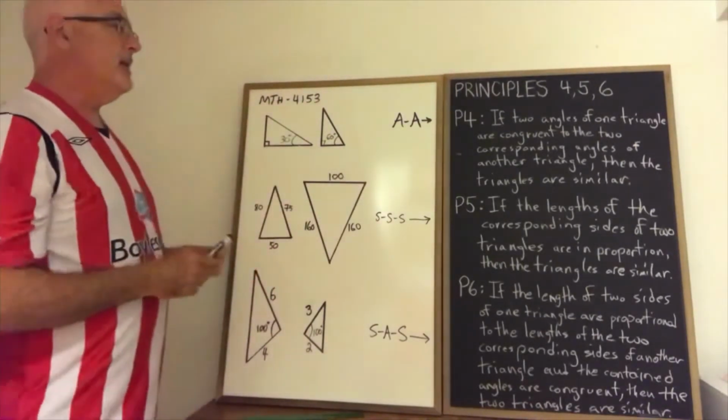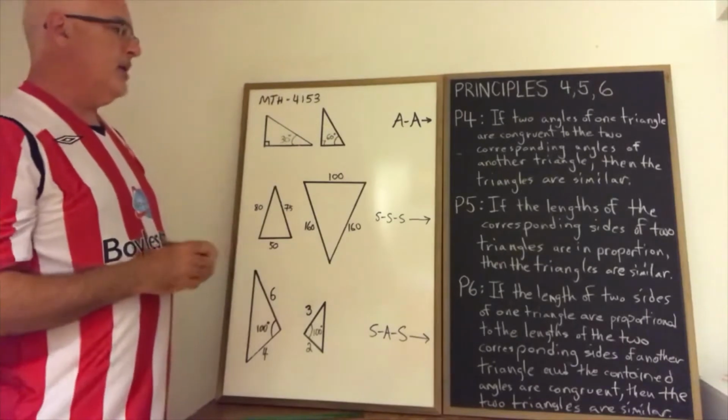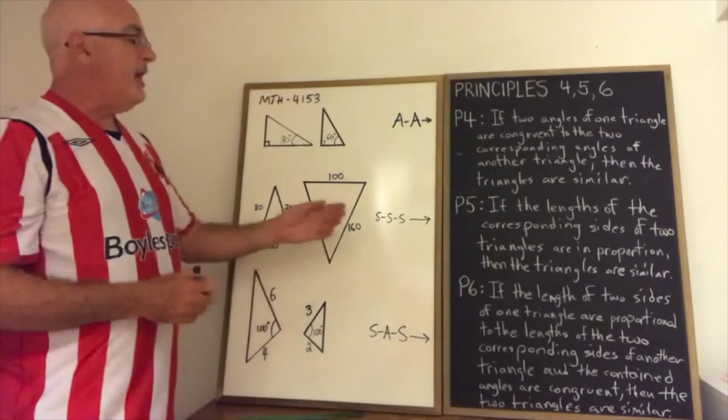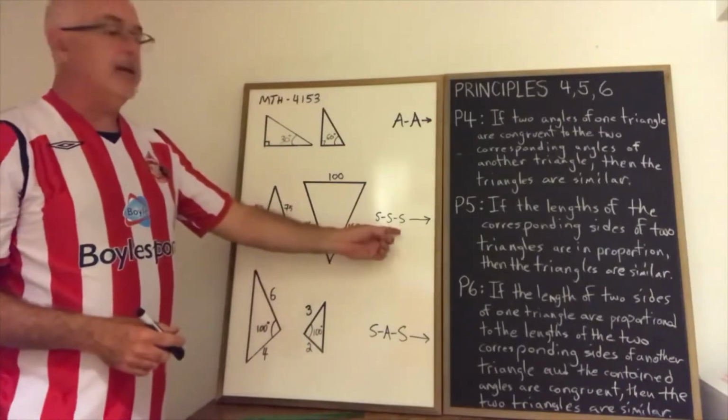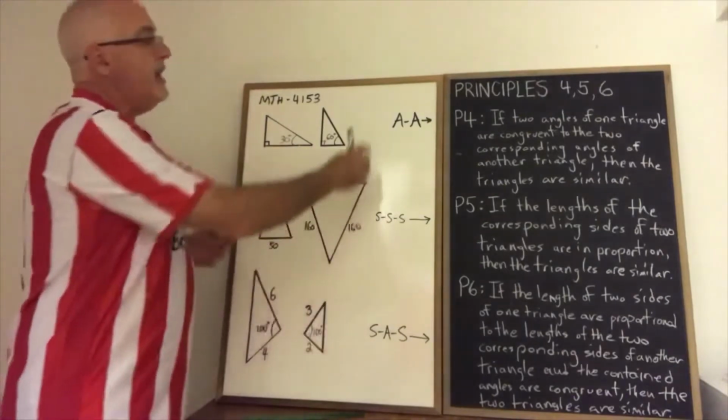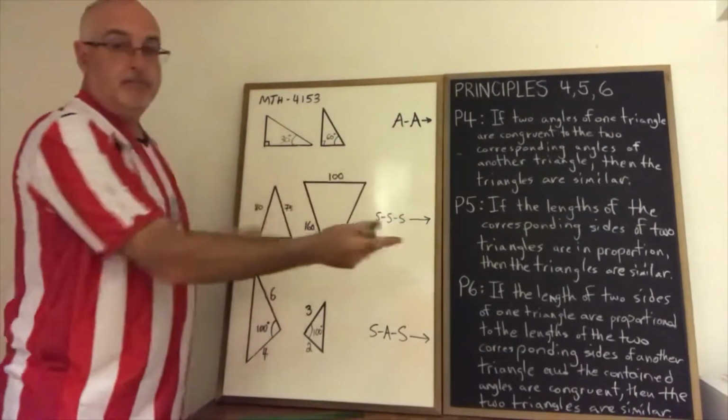Principle 5 says, if the lengths of the corresponding sides of two triangles are in proportion, then the triangles are similar. And that is what we used to call the old SSS rule. It means side, side, side. And AA means angle, angle.